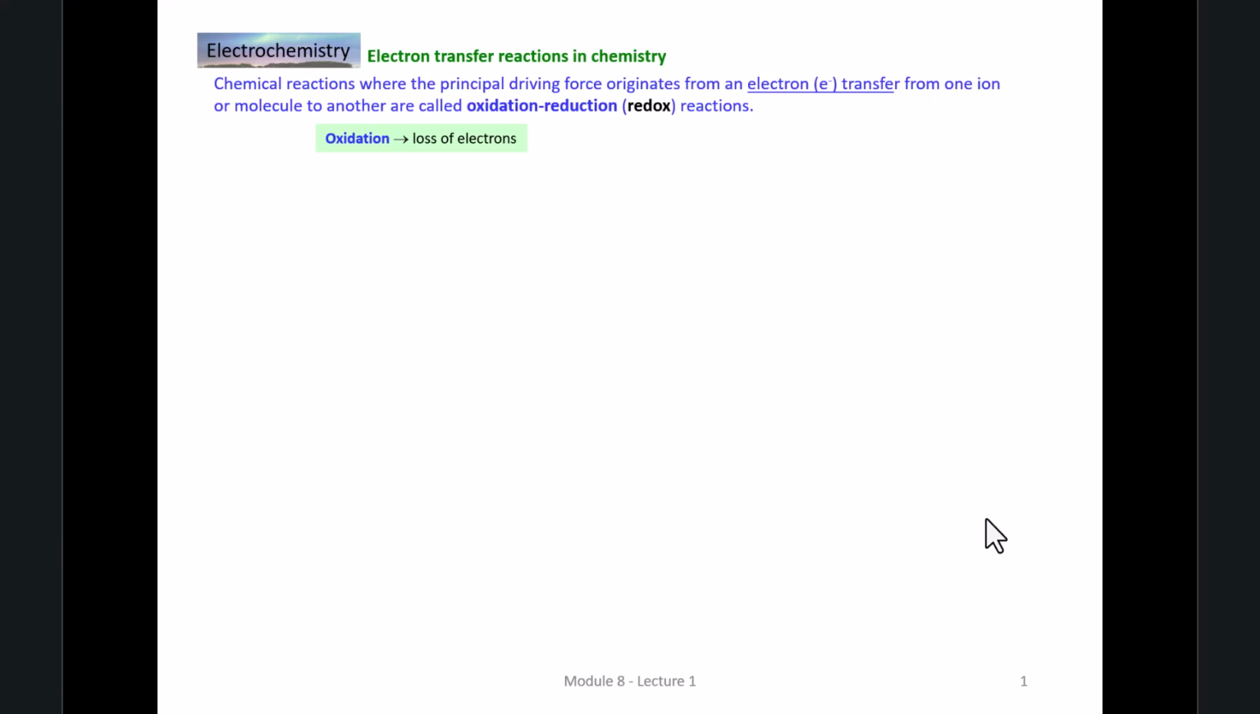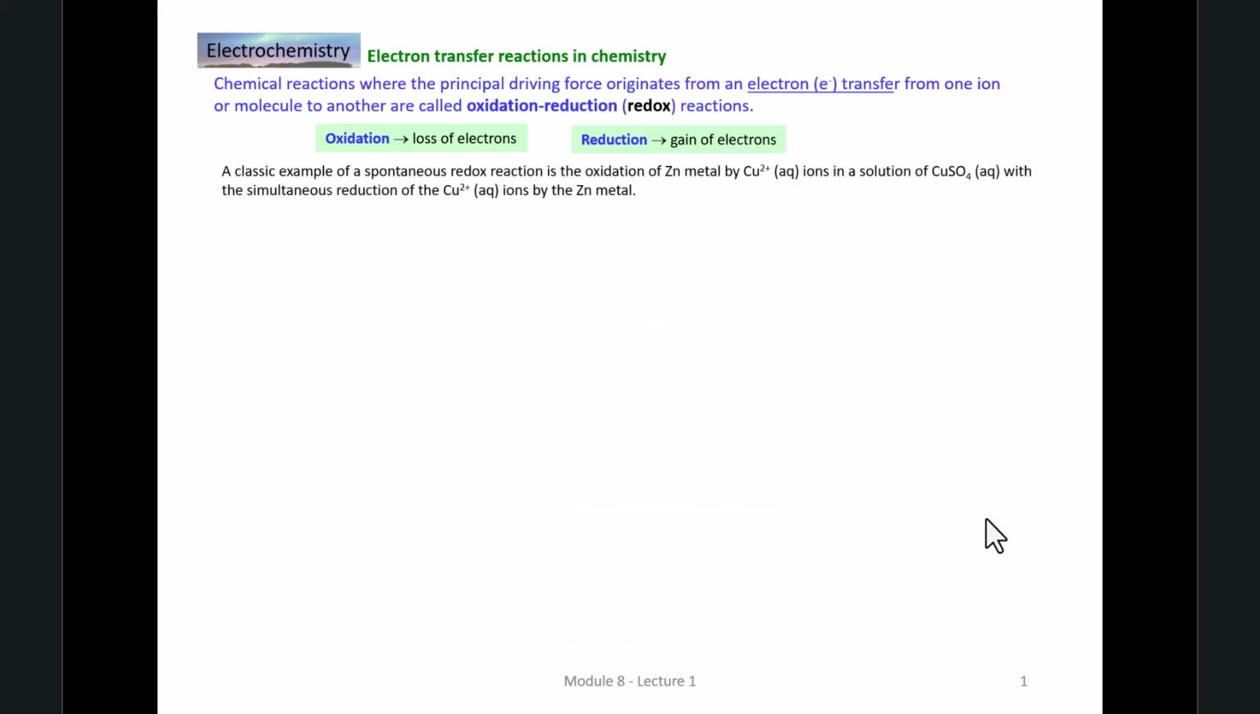Oxidation is defined as the loss of electrons. Reduction is defined as a gain of electrons. A classic example of a spontaneous redox reaction is the oxidation of zinc metal by copper 2+ ions in a solution of copper sulfate with the simultaneous reduction of copper 2+ ions by the zinc metal. Now that may not make a lot of sense until we show you a reaction written out and some pictures.